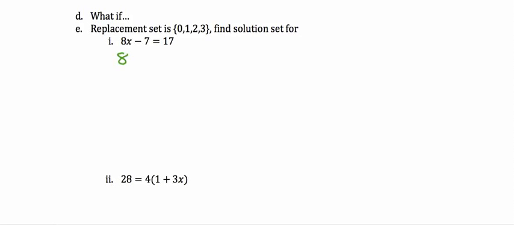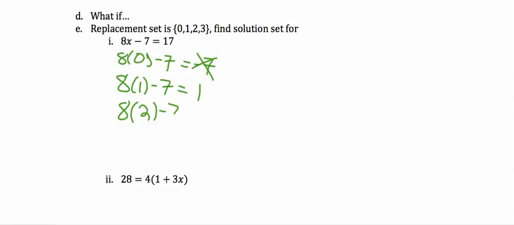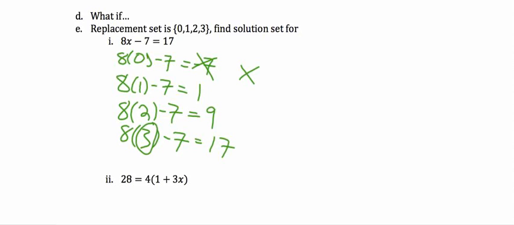So here, 8 times 0 minus 7, that's negative 7, so that one doesn't work. 8 times 1 minus 7, that's equal to 1, so that one sure doesn't work. 8 times 2 minus 7 is 16 minus 7 or 9. Well, that doesn't really work. 8 times 3 minus 7 is 24 minus 7. That's 17. That one works.